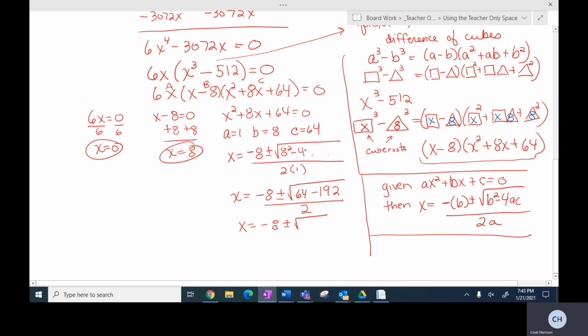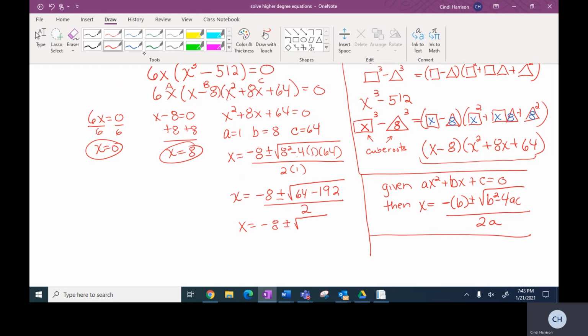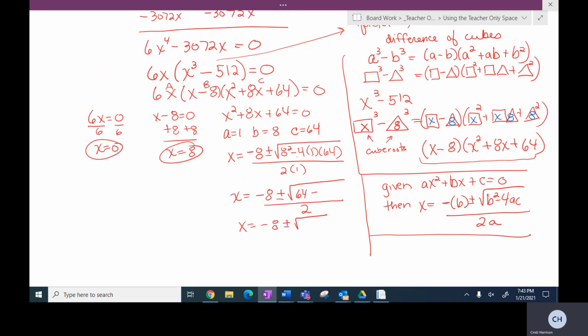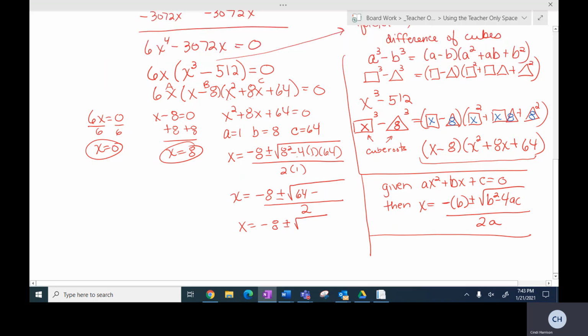So b squared minus 4ac is what we had there. And then 64 minus 192, that's actually the one I needed to get rid of. And if you're calculating it, you're probably going, what is she doing? She put the wrong number down. Okay, so that should be 256. Let's see, I'm going to double check that. So 64 times 4. Yep, 256. Okay, so now 64 minus 256, that gives us our negative 192. Now we're on the right track.